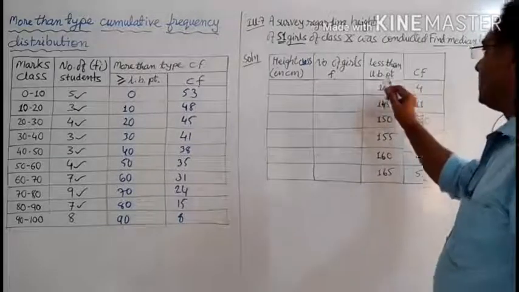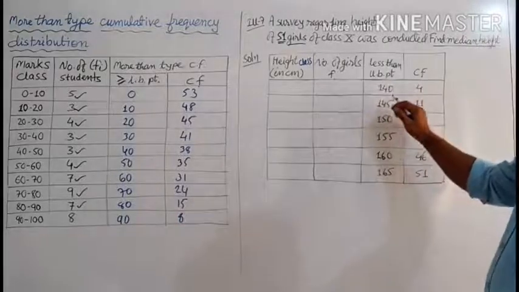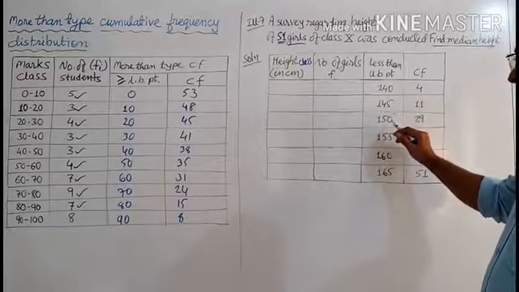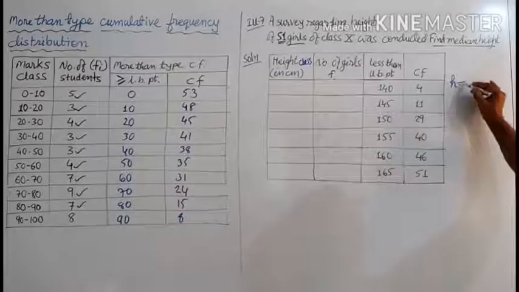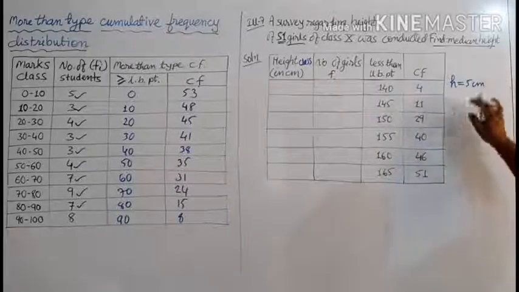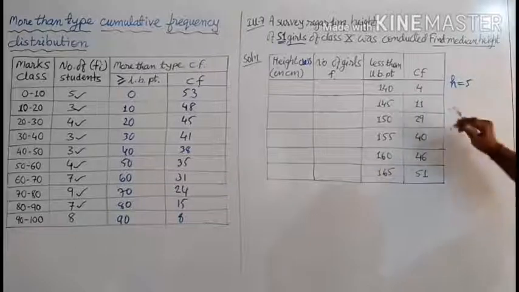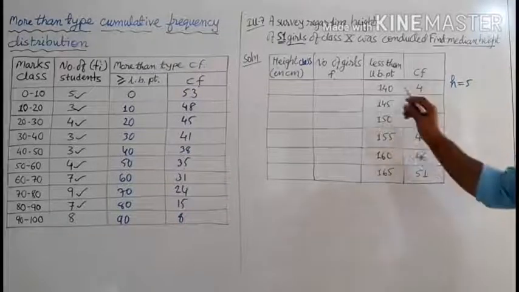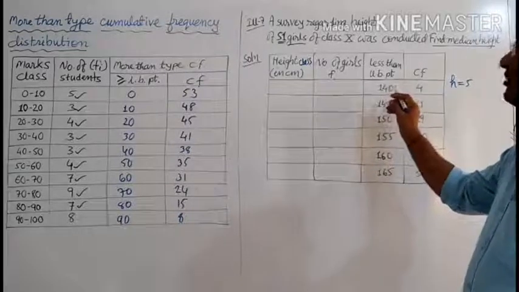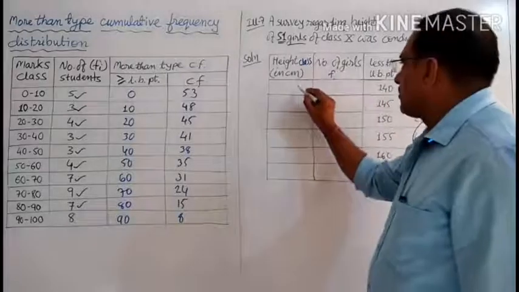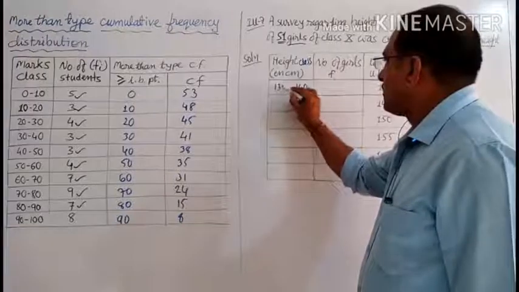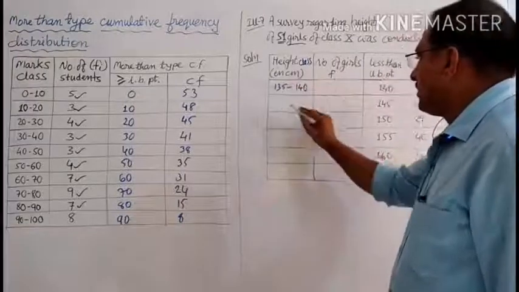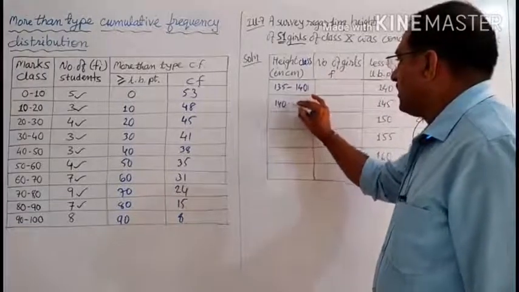You can see here less than 140, 145, 150. That means what is the class width? Class width is 5 centimeter. You can see this is 5. Here it is in centimeter. Class width is 5. That means this is the upper boundary point. As the class width is 5, here you will get 135 to 140, or here you will get 140.